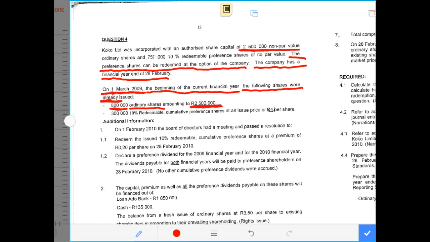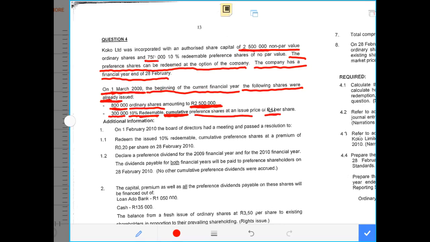Then now we continue and we say 300,000 10% redeemable cumulative. Take note of that cumulative. It means if the preference dividends were declared in the previous year and they were not paid, therefore now they will have to accumulate and be added on the preference dividends that are to be declared and be paid in the current accounting period. Then now they say 300,000 10% redeemable cumulative preferences were issued at an issue price of 4 rand.